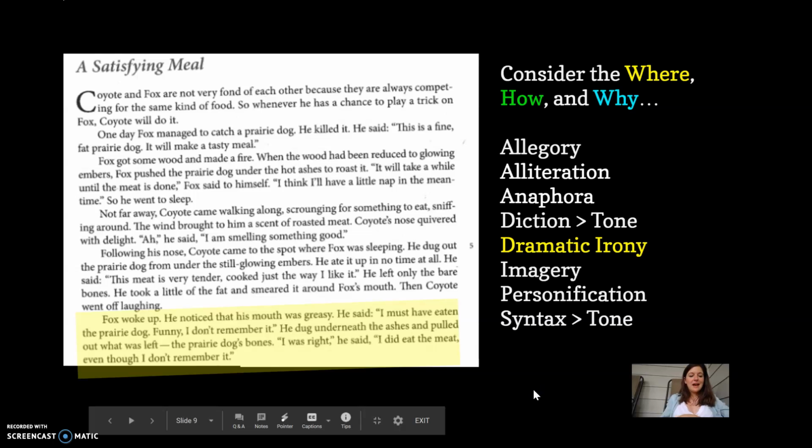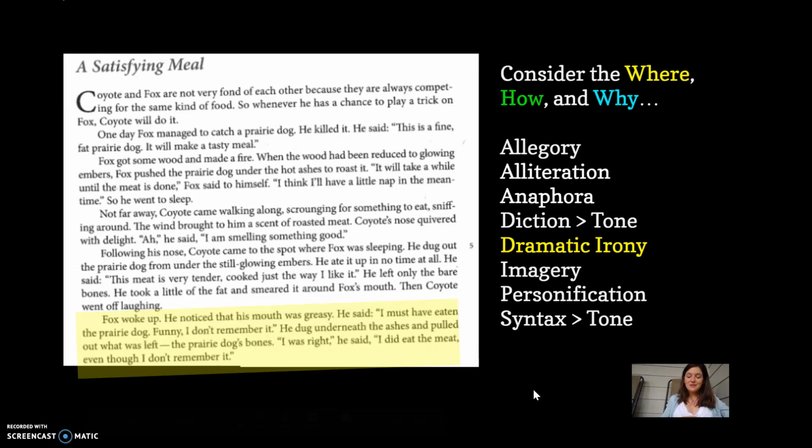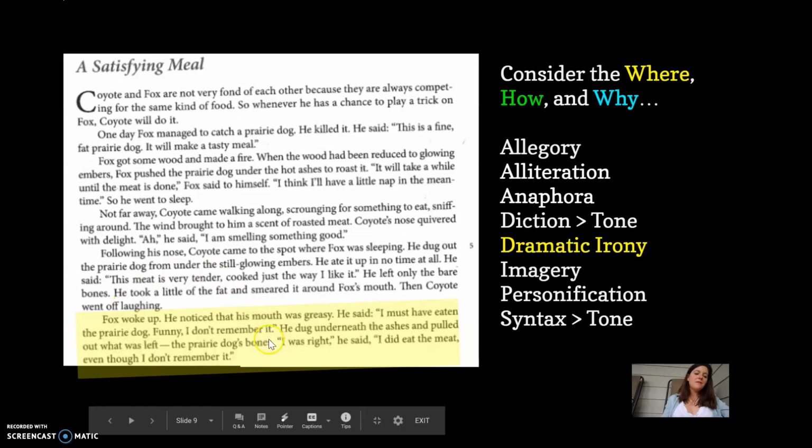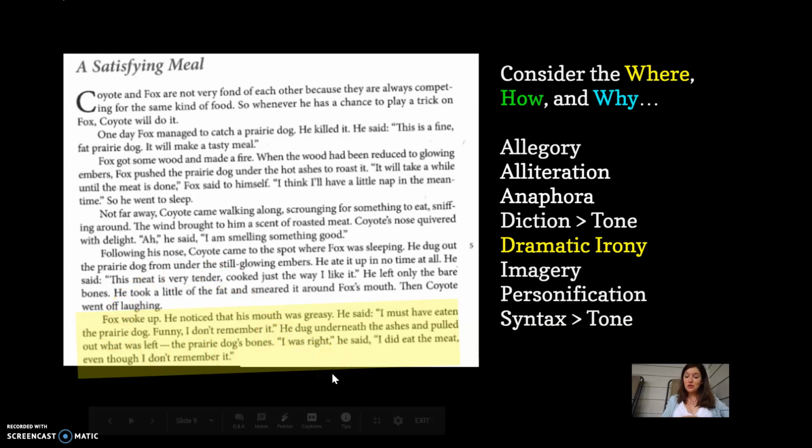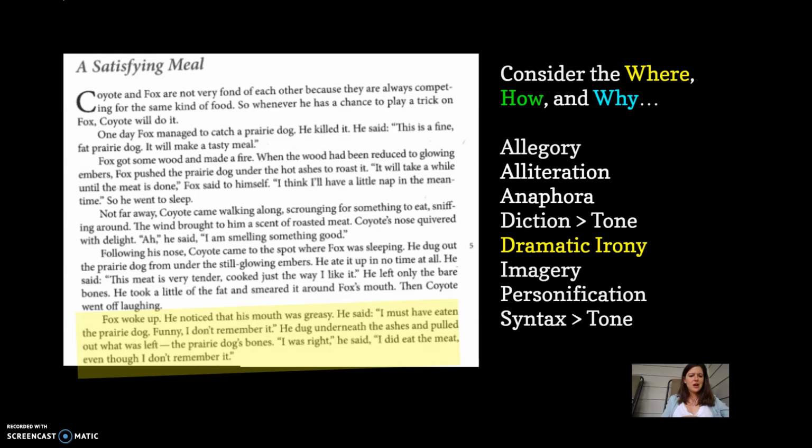Let's talk about the dramatic irony at the end. This is our last device. So at the very end, the fox wakes up and he is successfully tricked by the coyote. He says, I don't remember eating this, but I must have. The grease is on my mouth. The bones are here on the ground. Oh, well, I'm sure it was good. And so the dramatic irony is that the fox has been tricked, but we, the audience, know what really happened.